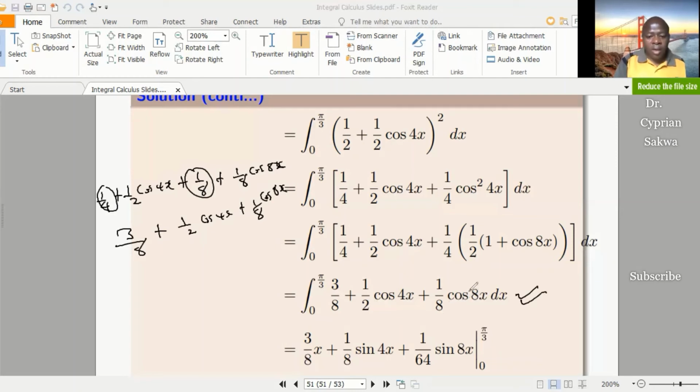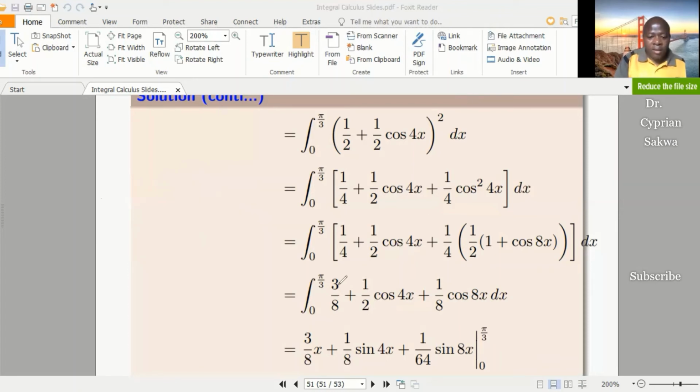So now easily, we no longer have the exponents here. That means we can now just integrate directly. The integral of this dx is 3 over 8 x. And the half there is a constant, but the integral of cos 4x will be sin 4x divided by 4. And 1 over 8 there is a constant. The integral of cos 8x will be sin 8x over 8.